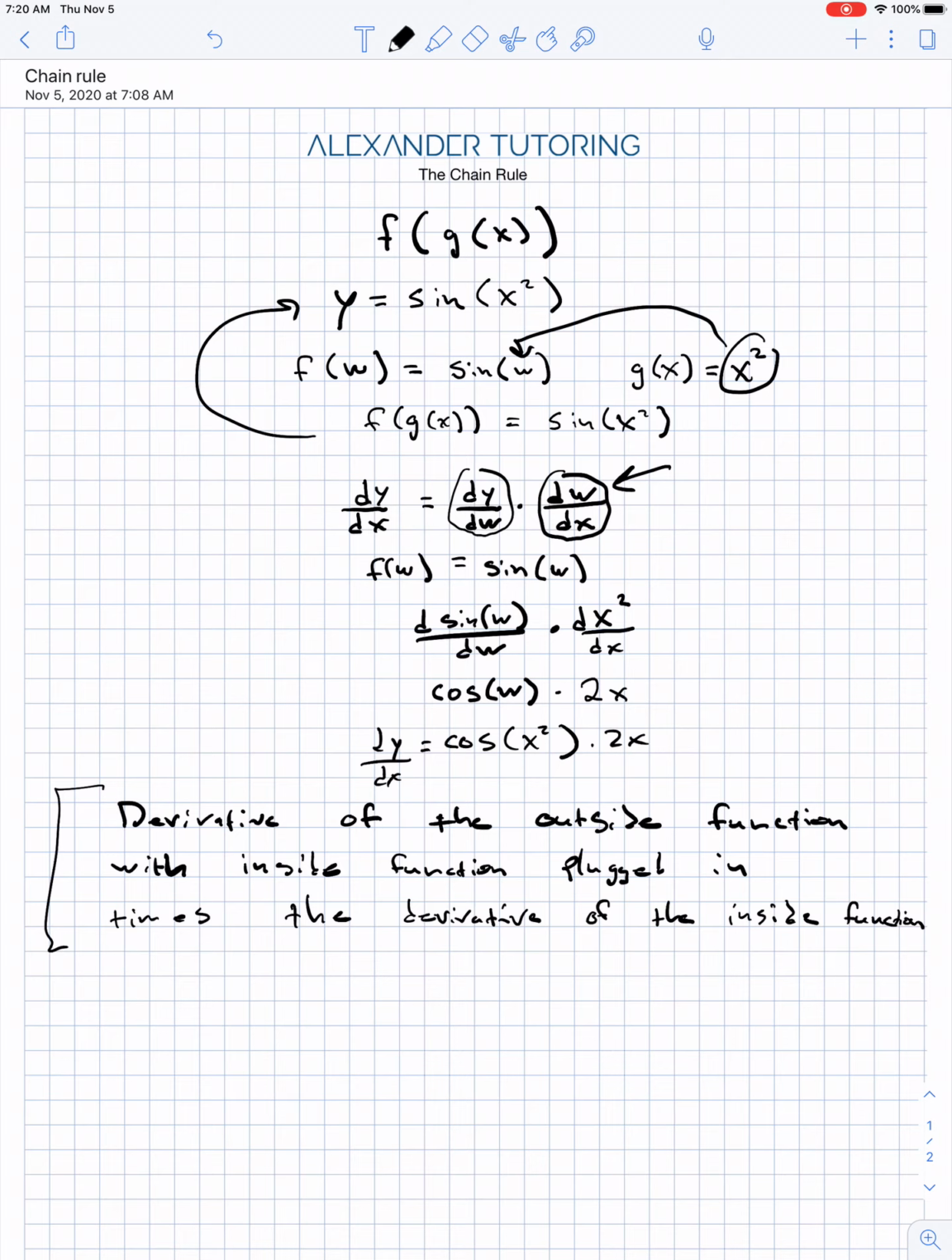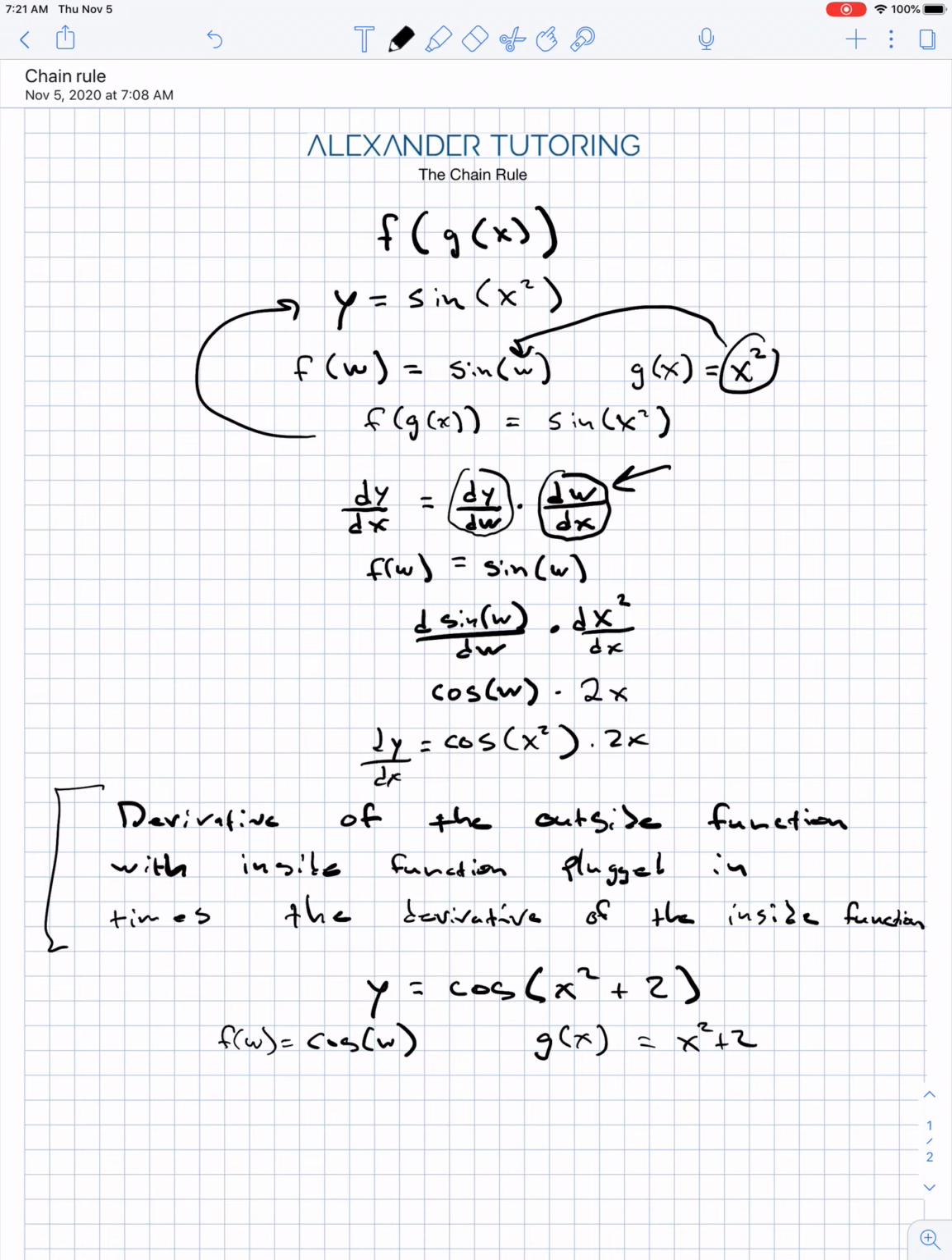Okay, so let's look at one more example. Let's say we had y equals cosine of x squared plus 2. Okay, the first step is to define your inside and outside function. In this case, the outside function will be cosine w. Again, w is just a random variable. w will be the inside function in this case, x squared plus 2. Okay, so the outside function is cosine w, and the inside function g of x is what's plugged in. And again, notice if you plug g into f, you get cosine x squared plus 2.